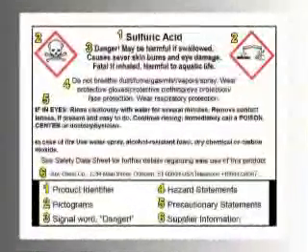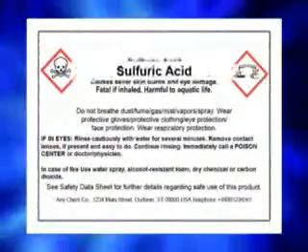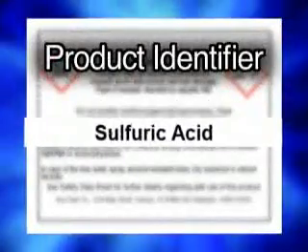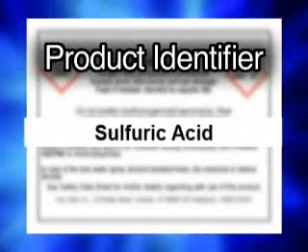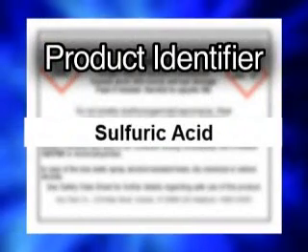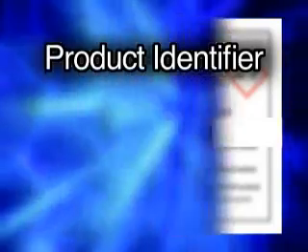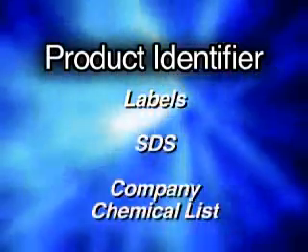As mandated by OSHA, certain information is required on all chemical labels. Product Identifier. This is the unique name or number used to identify a hazardous chemical. The same product identifier must be used for the label, SDS, and required company chemical list for each chemical.